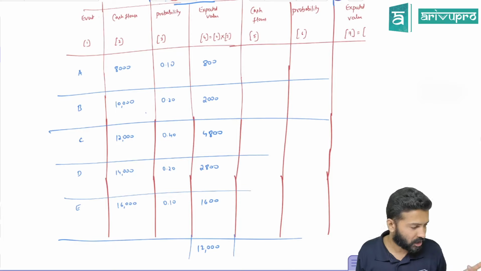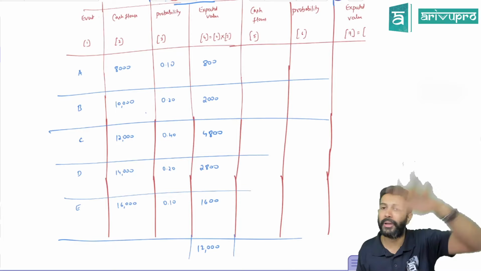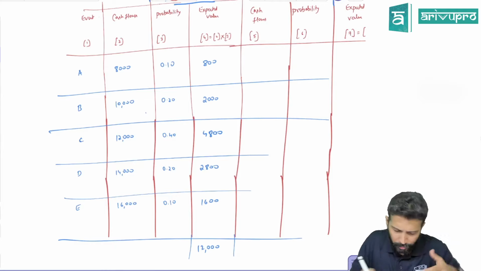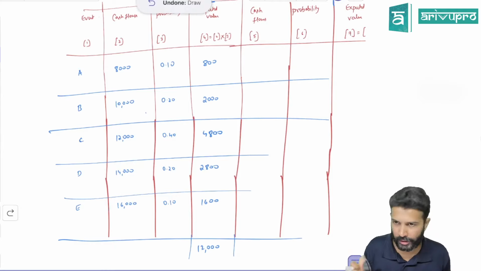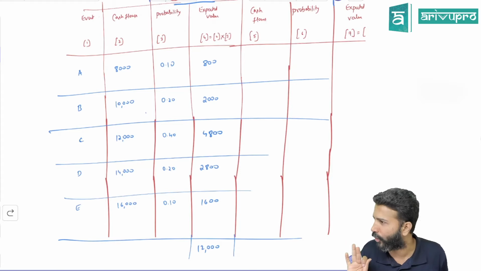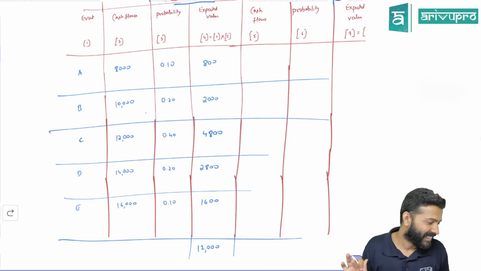Multiple. So cash flow is not just affected by one event. It could be affected by hundreds of events. Here they have given five events which are affecting my cash flow. Valid question. Hope you got the answer. That is also valid. Everyone good?